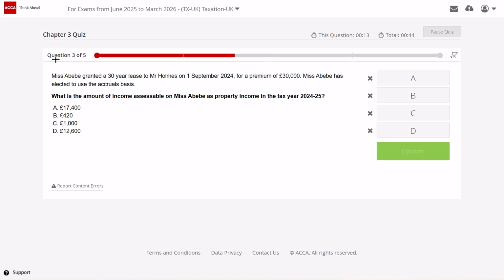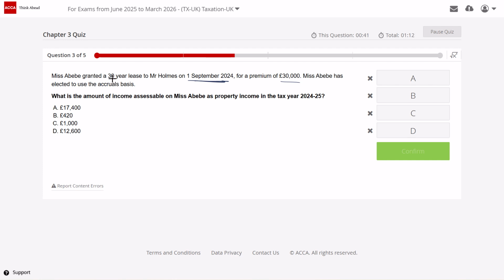Moving ahead to question 3. Miss Abeb granted a 30-year lease to Mr. Holmes on 1st September 2024 for a premium of 30,000 pounds. Miss Abeb has elected to use the accruals basis. Now, since this is a premium, it does not matter whether you are using cash basis or accrual basis, the computation would remain the same, and the same amount would be taxable in that particular tax year of receipt itself.